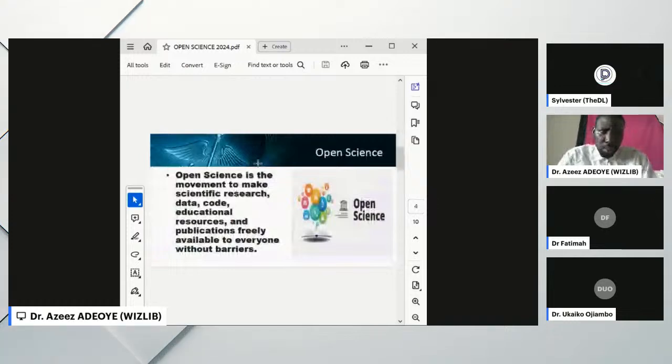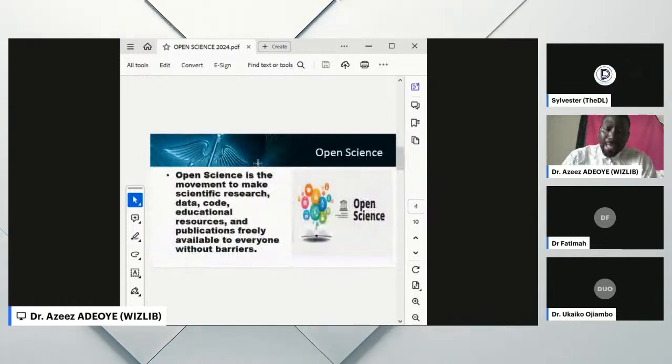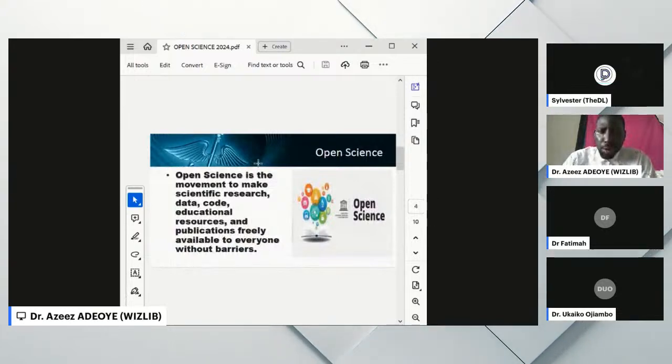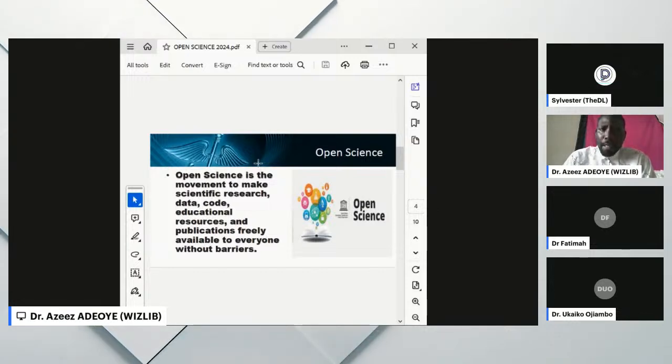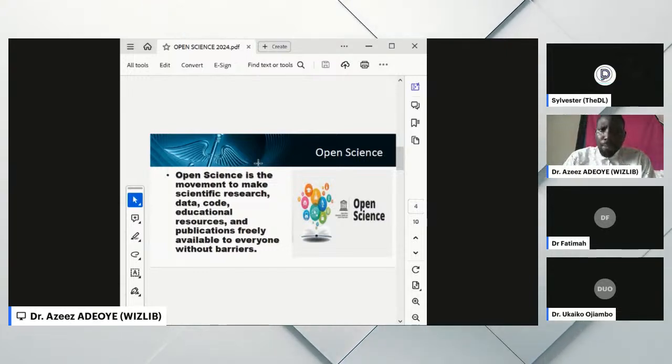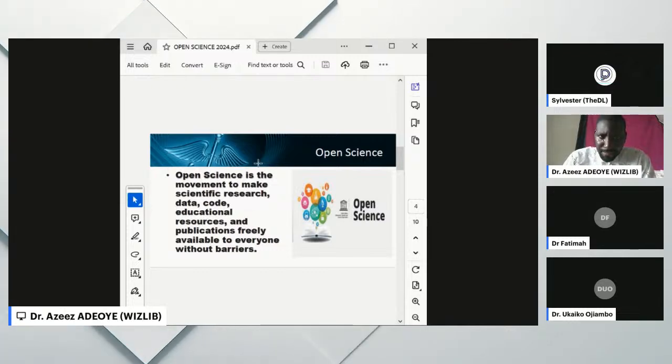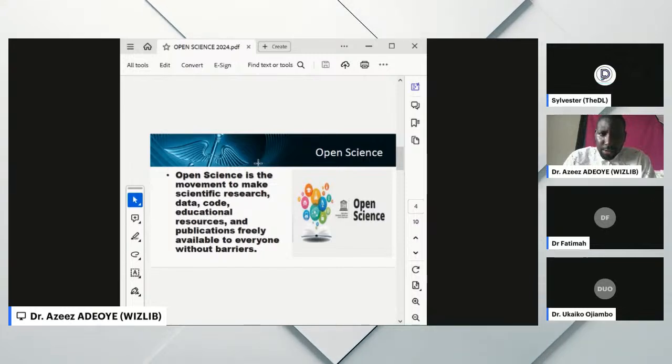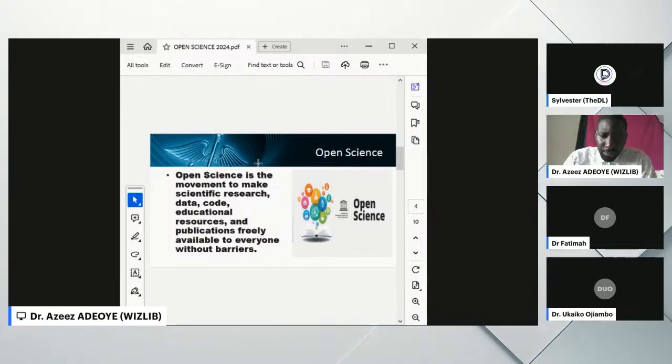What is open science? As I have said, closed science are things that are not open or not accessible by everybody in the public. They are not in the public domain. But when we say open, we mean non-paid for. Open means accessible without restriction. So open science is actually a movement that makes scientific research, scientific data, scientific code, scientific educational resources, and publications freely available to everyone without barriers.